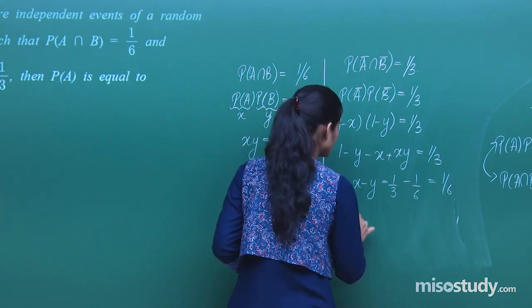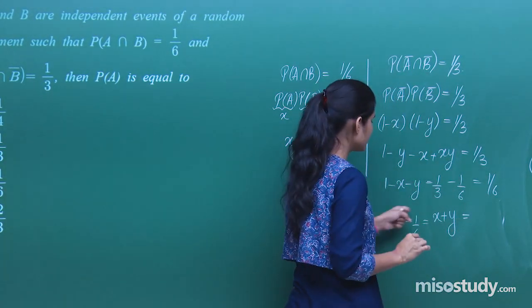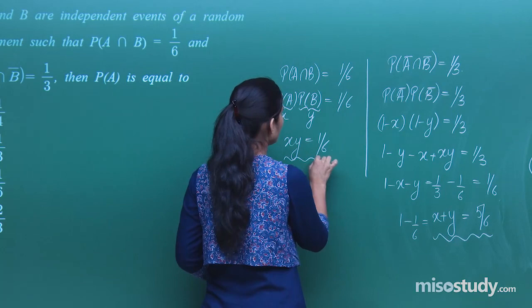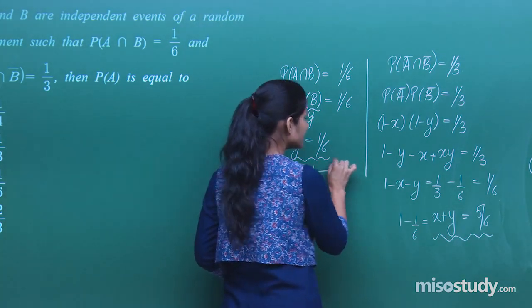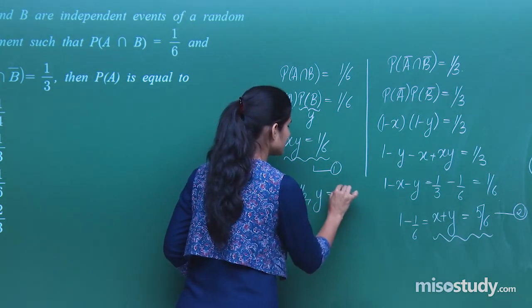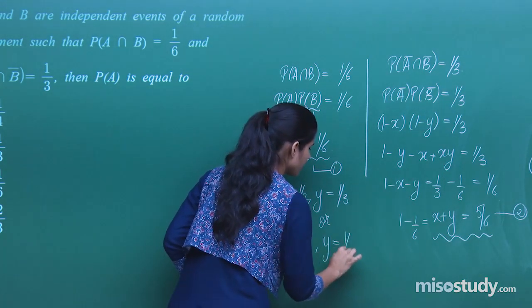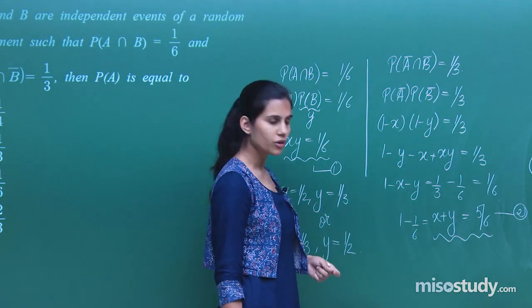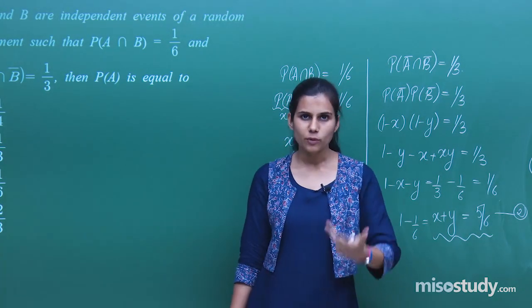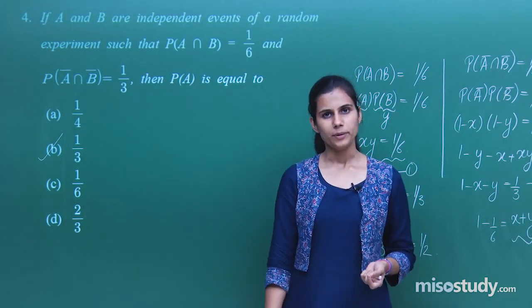Okay? So, therefore, you get what? That 1 minus 1 by 6 is x plus y. That is 5 by 6. So you have x plus y is 5 by 6, x into y is 1 by 6. When you solve both these equations, you get x is 1 by 2, y is 1 by 3, or x is 1 by 3, y is 1 by 2. Okay. So that's what you get, and therefore x is my probability of A. So probability of A is either 1 by 2 or 1 by 3 depending upon the options given. So probability of A according to the options will be 1 by 3.